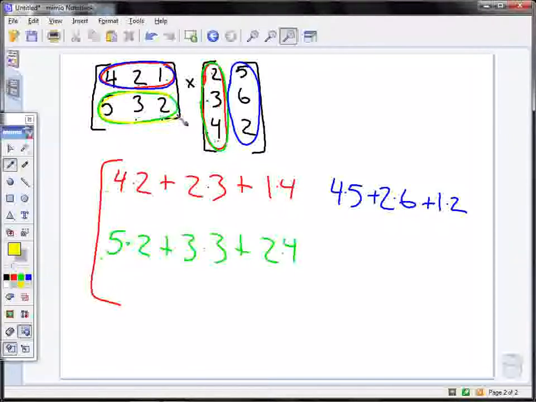And lastly, I'm going to multiply my second row times my second column. We're going to multiply the corresponding elements and add them together. My 5 times my 5 plus my 3 times my 6 plus my 2 times my 2. And this is what my matrix is going to look like.